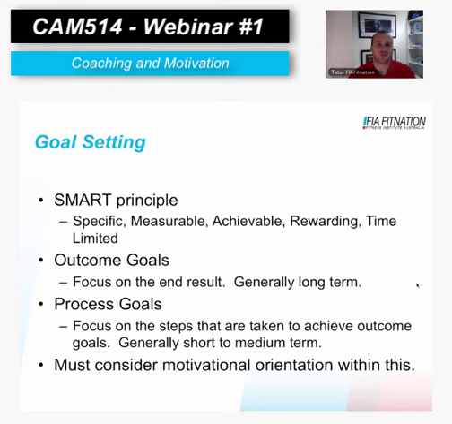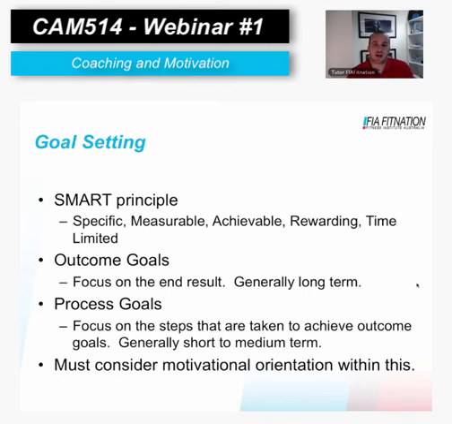In terms of goals, we've got two different forms. We have outcome goals and we have process-based goals. An outcome goal, as it suggests, focuses on the end result or end product. So for someone with weight loss, that would be their target weight. So they maybe weigh 80 kilos, their target weight is 70 kilos. That's their outcome goal. Generally, this is the more long-term goal.